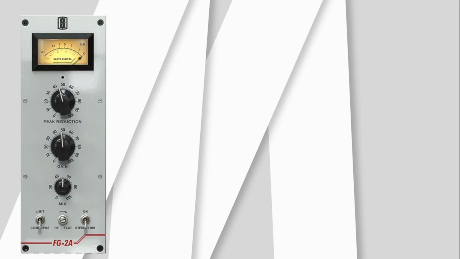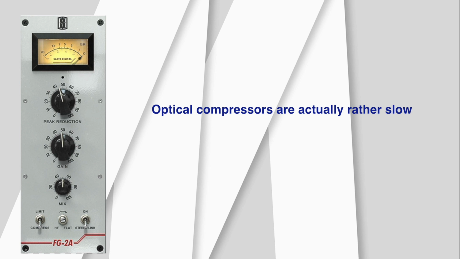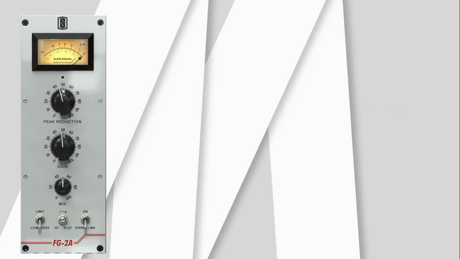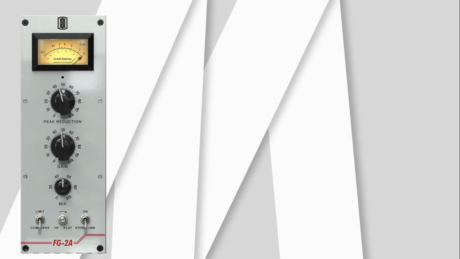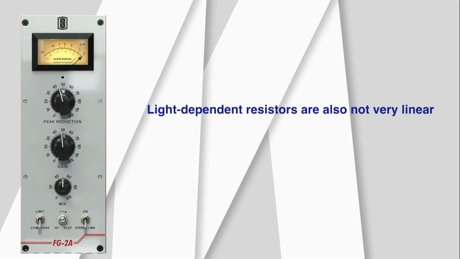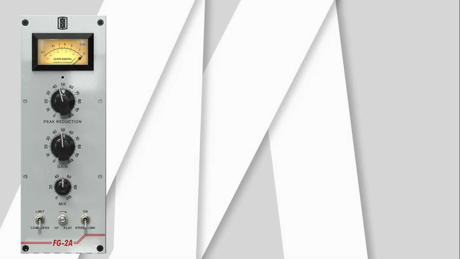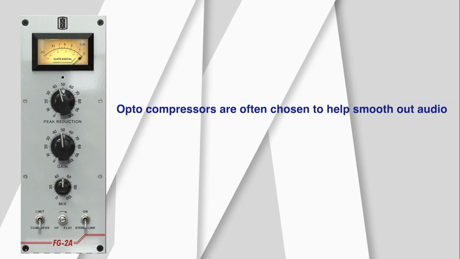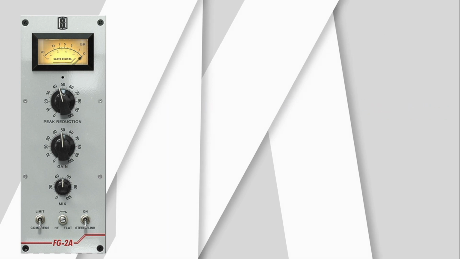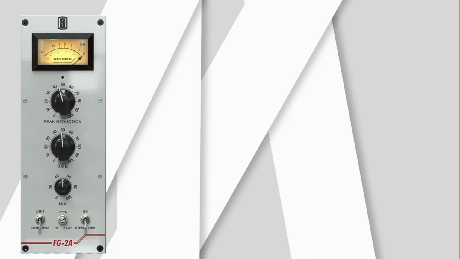Although light is incredibly fast, optical compressors are actually rather slow, compared to FET and VCA types, at least, since the LDR is not particularly fast. Light-dependent resistors are also not very linear in terms of attack and release times, which can make them musical. Opto compressors are often chosen to help smooth out audio with fewer transients, helping to fit tracks into the mix without coloring them too much. They are typically avoided for bus compression and mastering.